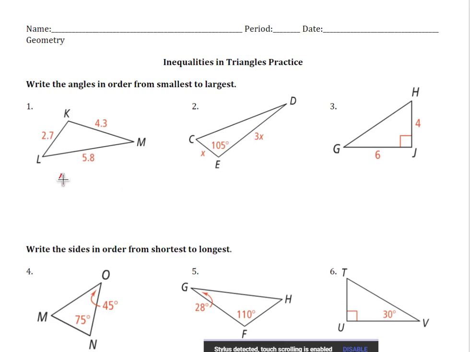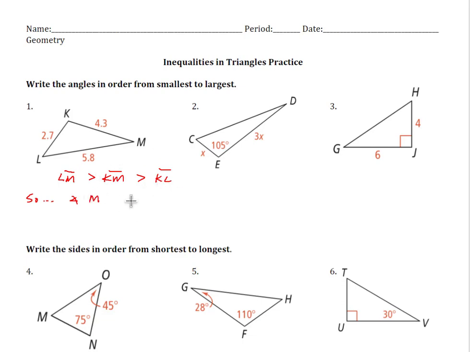Okay, this deals with inequalities in triangles. Basically, you can order angles based on the sides that they're opposite. The angle opposite the biggest side is the biggest angle. The angle opposite the smallest side is the smallest angle. Or you can do this the other way around.